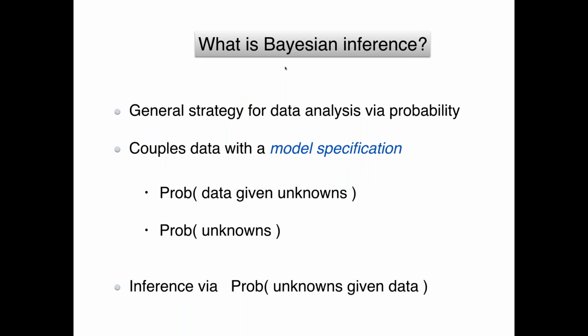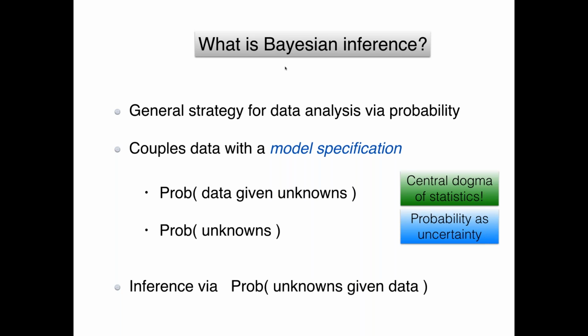I'm going to just give you a bit of an overview of what Bayesian analysis is, some of the key features about it, and how it goes in some examples. So it's a general strategy for data analysis based on probability. And the key thing about it is it couples data with some kind of model specification. And that model specification has two features. It's got a probability structure for the data themselves given unknown things. This reflects kind of the central dogma of statistics, that all data sets are the realization of some random process, and encoding that in probability is kind of central. But then the second part of it has to do with all the unknown parameters. And there's some probability structure on that too. That's a special part of Bayesian analysis. It essentially expands the domain of probability to be a general measure of uncertainty. And then inference about what we don't know, given what we know, proceeds using the rules of probability.